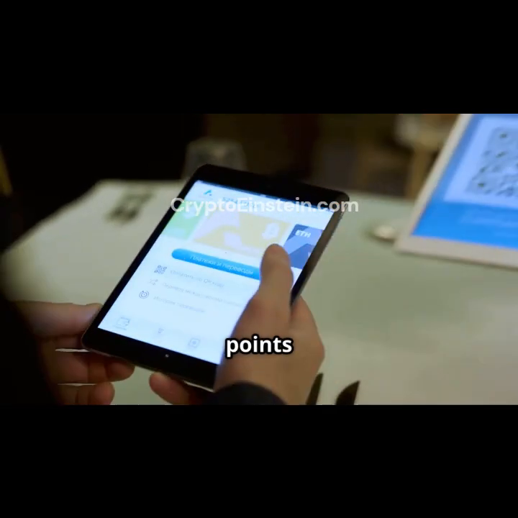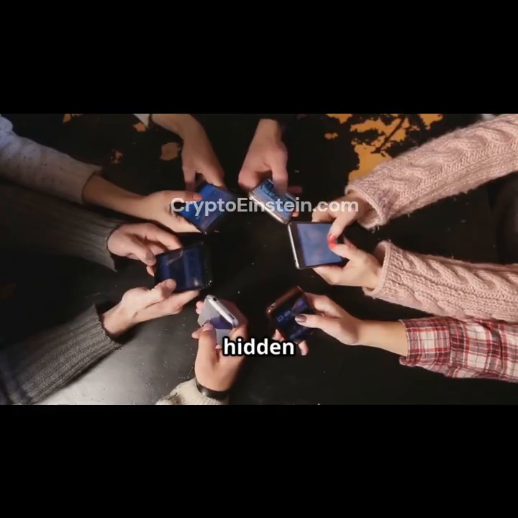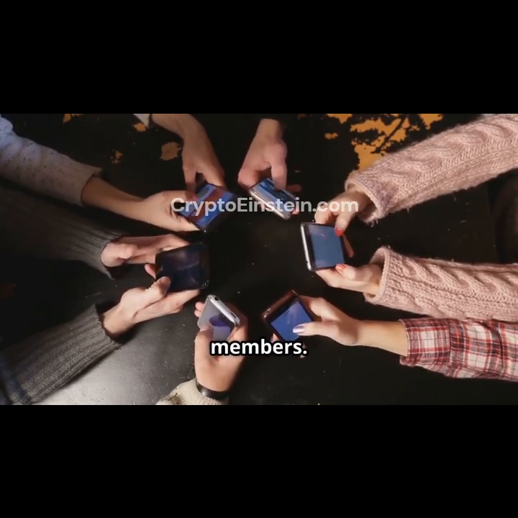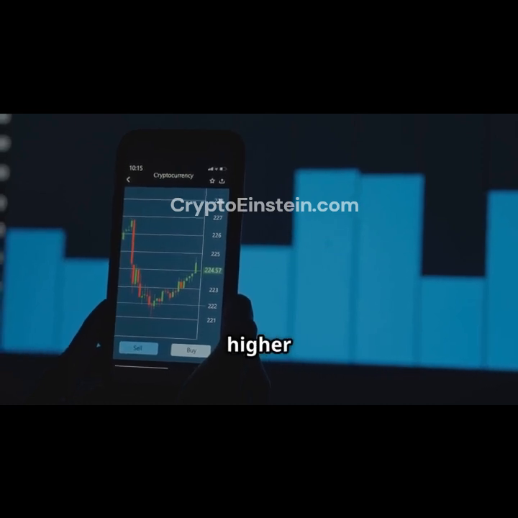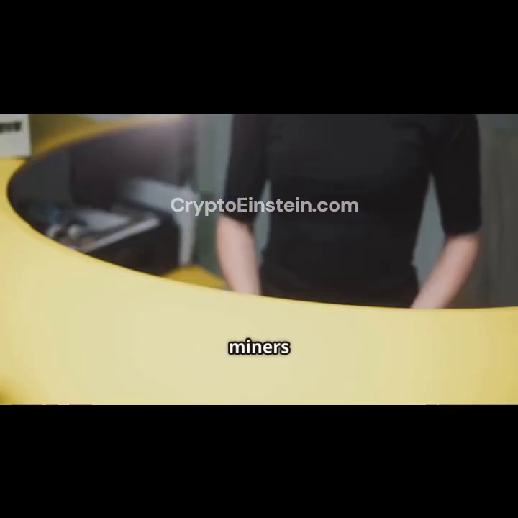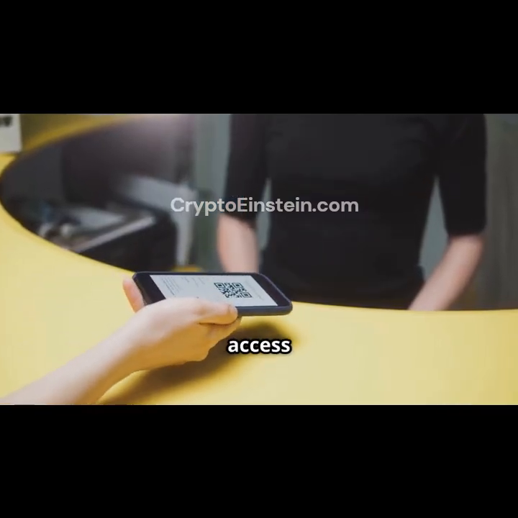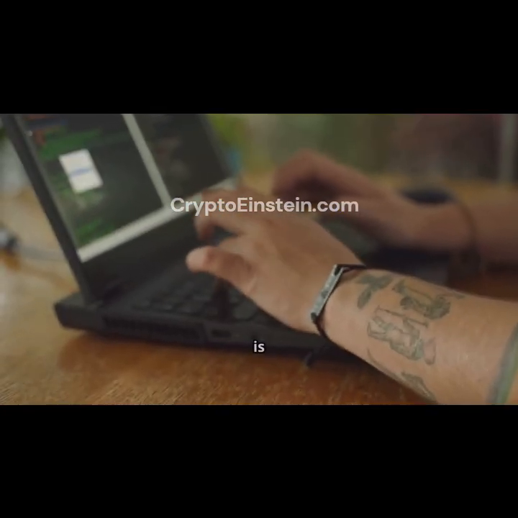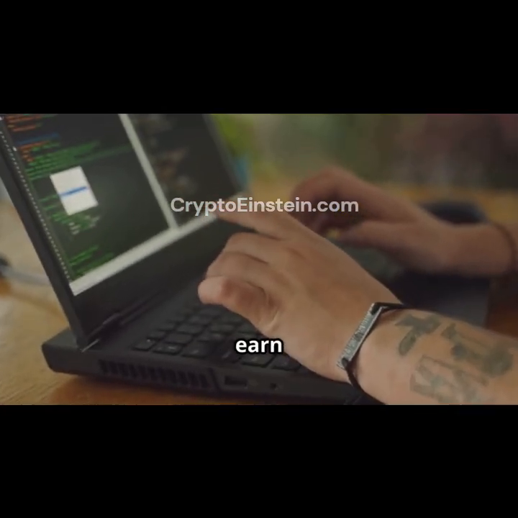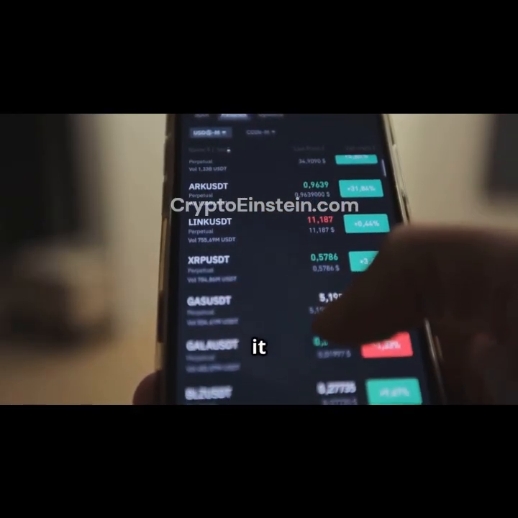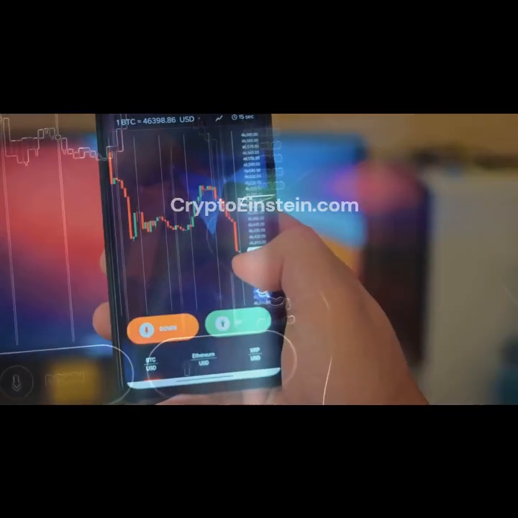Let's go over some key points to remember. First, joining the Pi Network is free. There are no hidden fees or costs to join or mine Pi. Second, invite new members. The more active members you invite, the higher your Pi balance will grow. Third, KYC is mandatory. All miners must complete the KYC process to access their Pi coins on the mainnet. Fourth, running a Pi node on your PC is a great way to contribute to the network and earn more Pi. Finally, Pi coins can now be traded on approved exchanges, making it easier to buy and sell Pi.